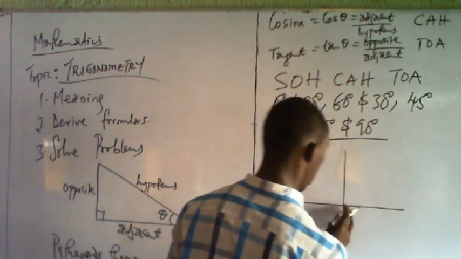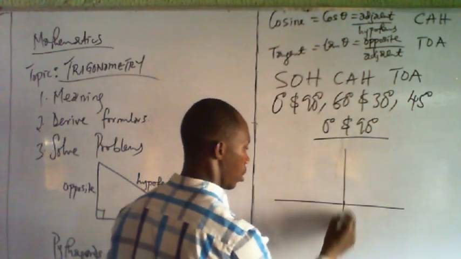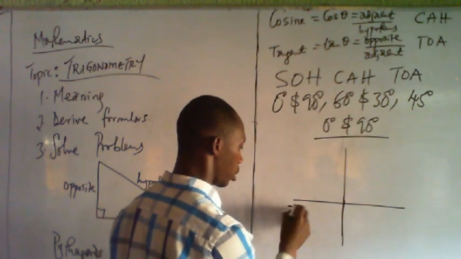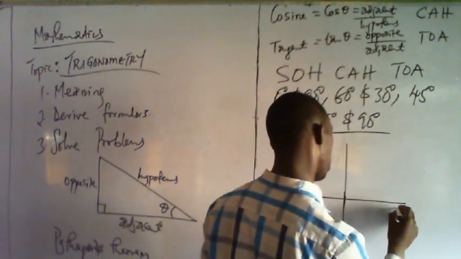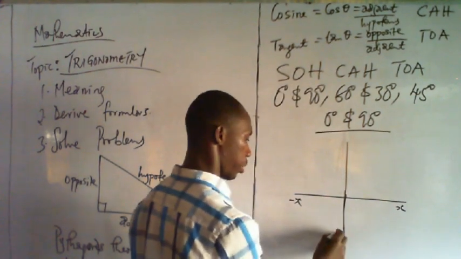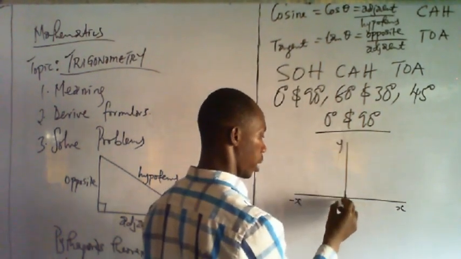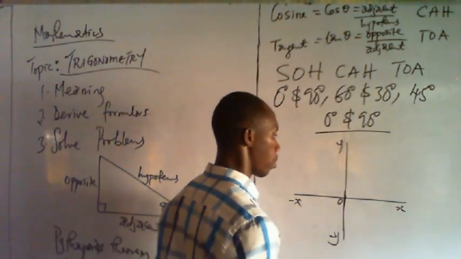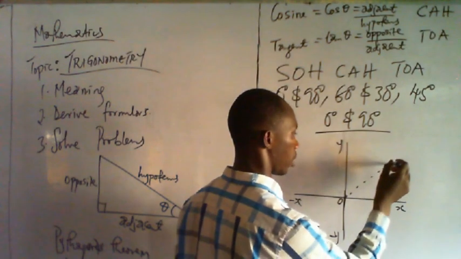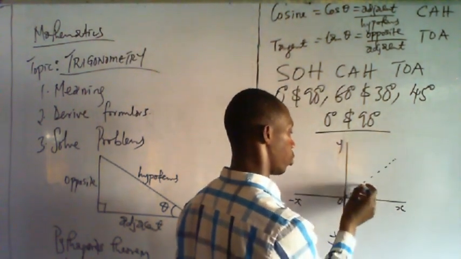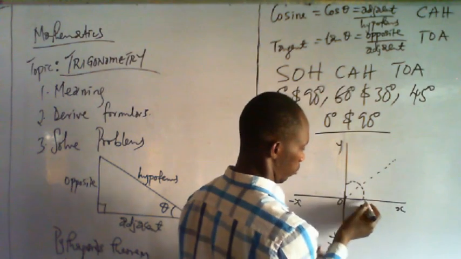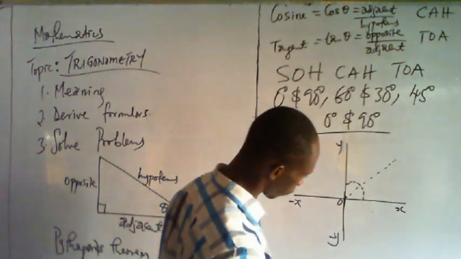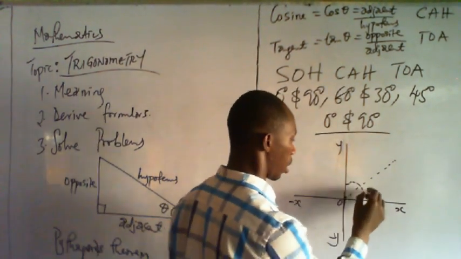Supposing you are given a Cartesian plane of this nature, here is minus x, here is x, minus y, and the point where they meet, 0, is our origin. We expect that our angle should run from this point to the y-axis. Whatever angle we have there, we can call it our theta.